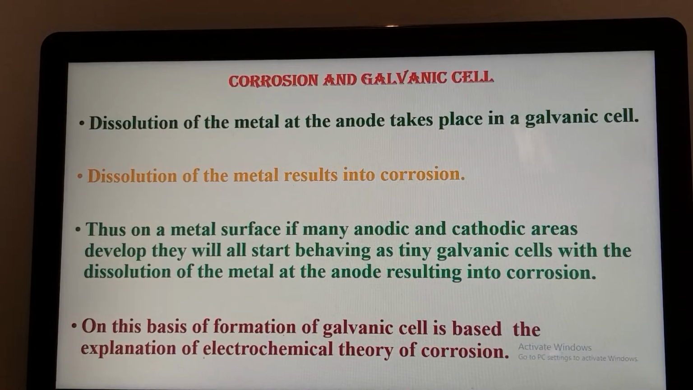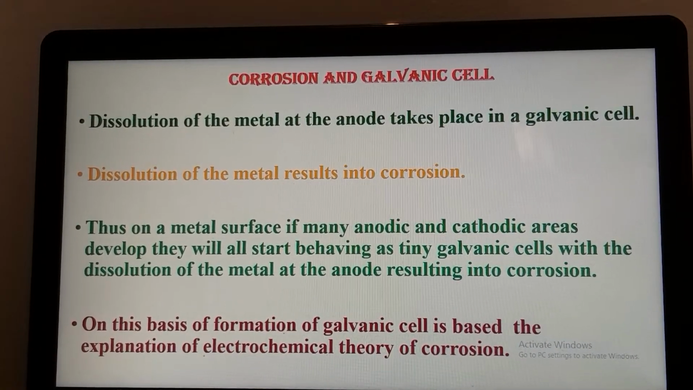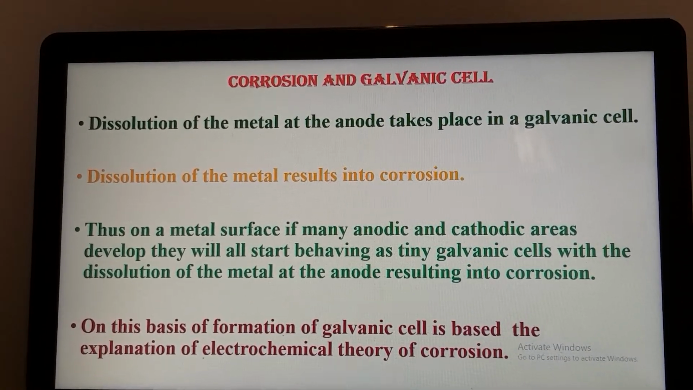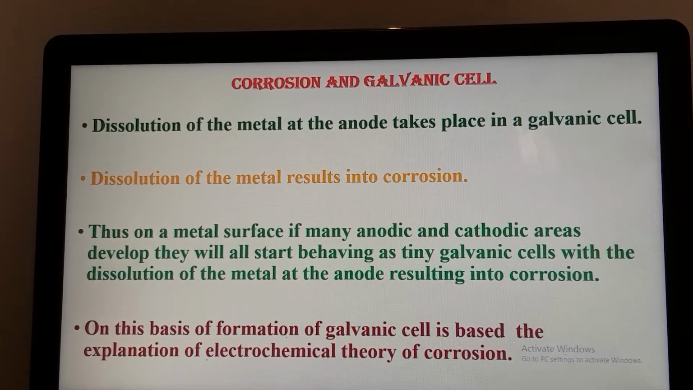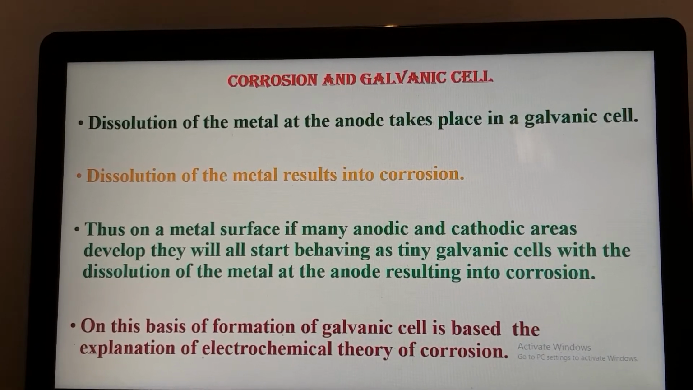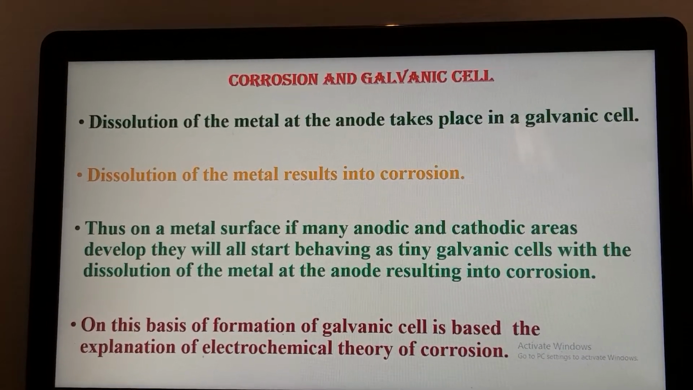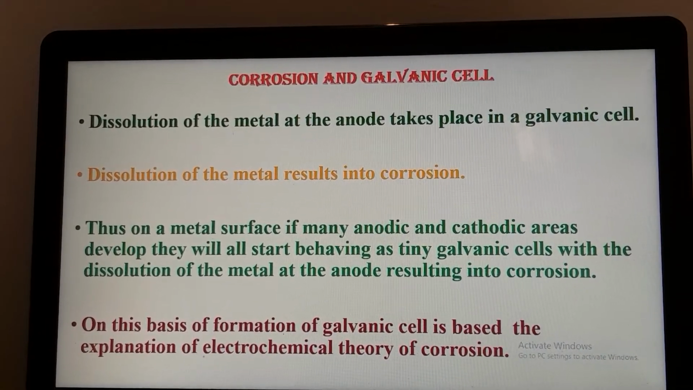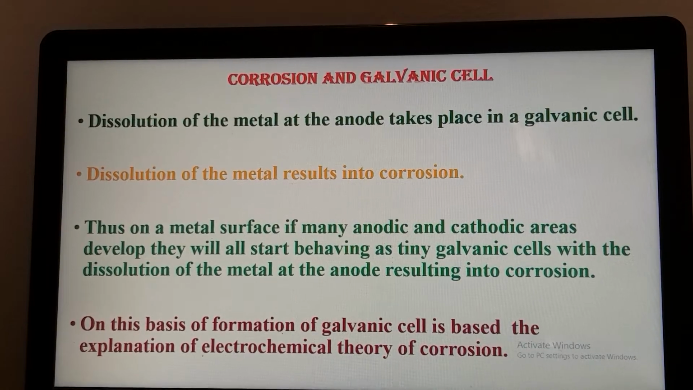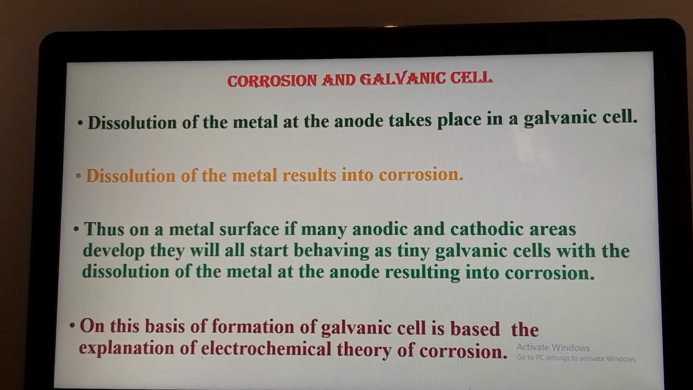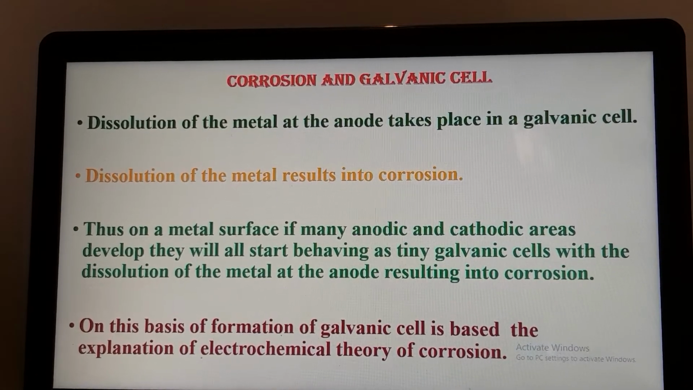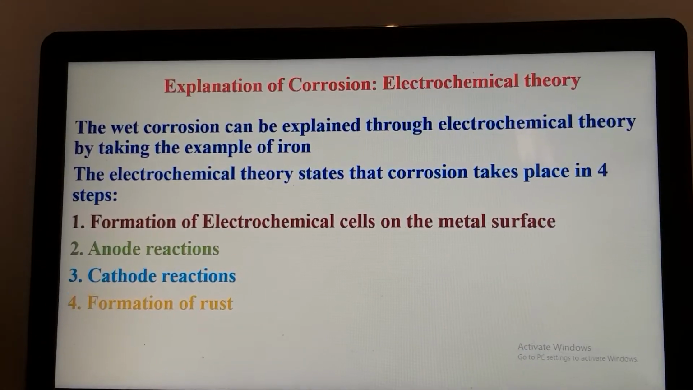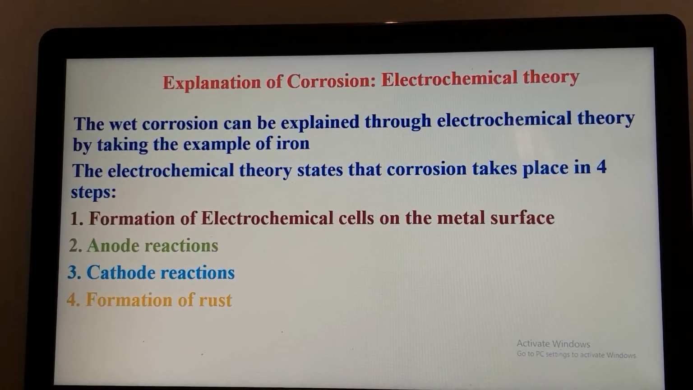So this is the working of a galvanic cell, and this galvanic cell formation takes place in nature also on the metal surface, resulting in the dissolution of the metal at the anode, leading to corrosion. So the galvanic cell formation leading to corrosion is explained, and to explain the corrosion we take the electrochemical theory of corrosion, and iron is the example to explain the electrochemical theory.